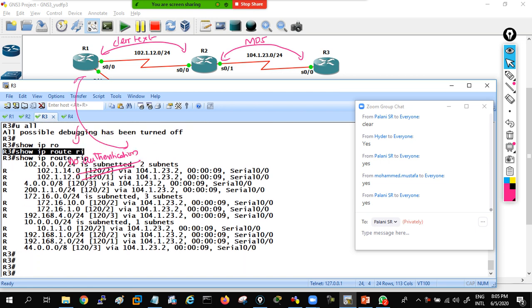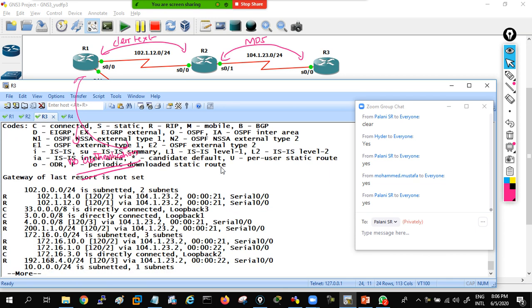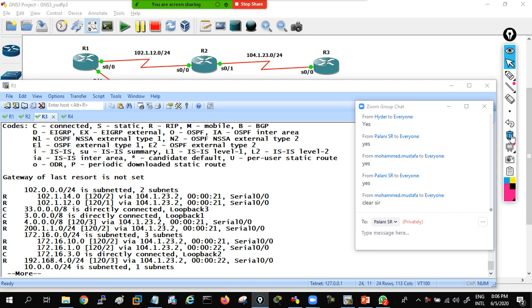So far it's clear, guys. I am able to see all the routes. Everything is fine, back to normal. I don't have any issues. So far everything is good. Perfect. Any doubt so far? Everybody is clear about authentication.